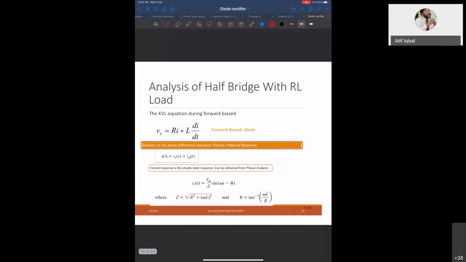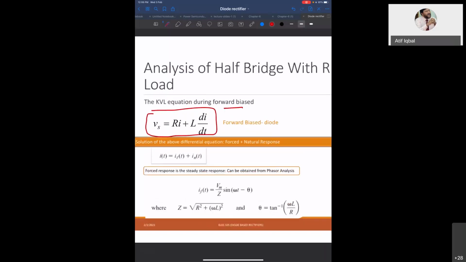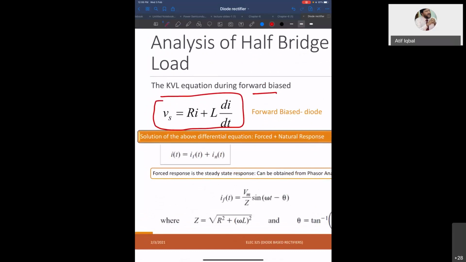Okay. Now let us see the analysis of this half bridge with RL load. So the KVL equation during forward bias condition is this. Now for the solution of this differential equation, you can use Laplace. Here it is the time domain approach that is given in your book. And as a standard approach, the total response will be the forced response plus the natural response.